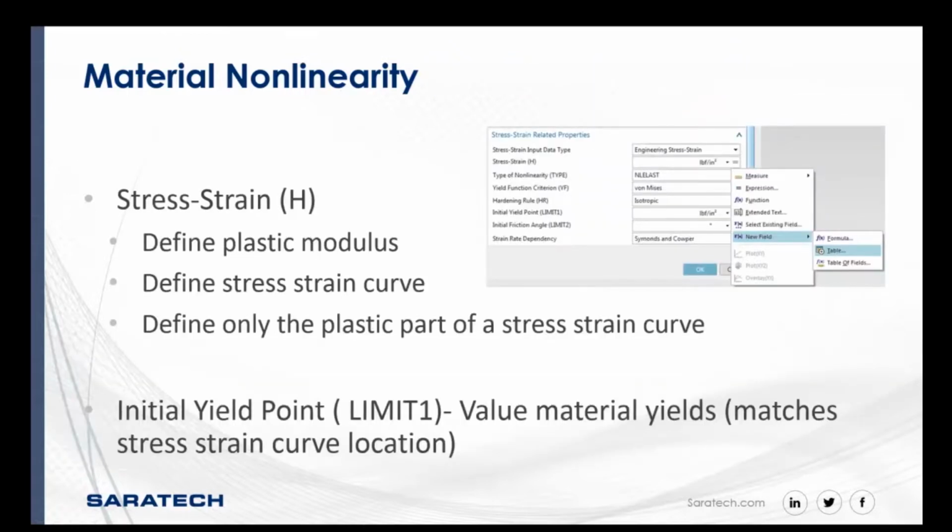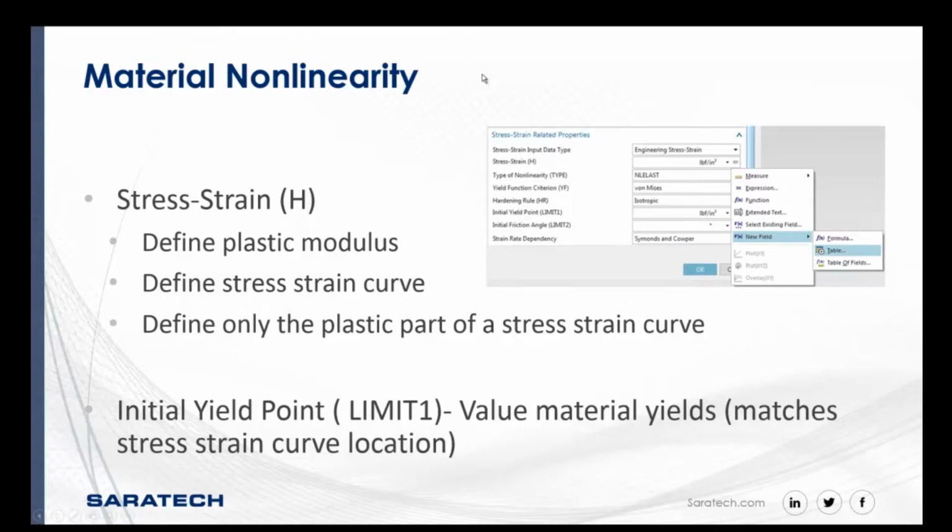And this is how you would go ahead and define some of those stress strain related properties. Inside this form, you see there's a stress strain, and then it has an H in parentheses. Inside there, depending on your material model, you can define that plastic modulus if you have it. You can define your stress strain curve, or you can define the stress and the strain curve only of that plastic region if you are using that last material model. Now, it is important that you have the initial yield point at the same location that your material yields. If not, Nastran will come back and yell at you.